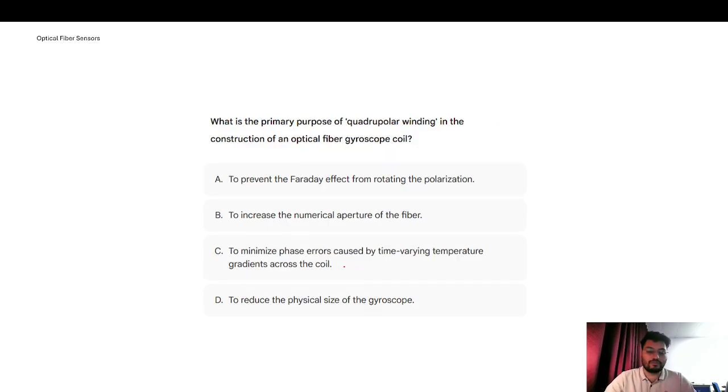Moving towards the next question, what is the primary purpose of quadrupole winding in the construction of an optical fiber gyroscope coil? A, to prevent the Faraday effect from rotating the polarization. B, to increase the numerical aperture of the fiber. C, to minimize phase error caused by time varying temperature gradient across the coil. Or D, to ensure the physical size of the gyroscope. What's the correct answer here?